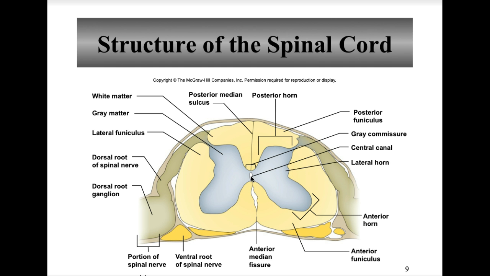The central canal here is lined with ependymal cells. You also have the anterior median fissure and the posterior median sulcus. So here's your posterior median sulcus, and then here's your anterior median fissure.